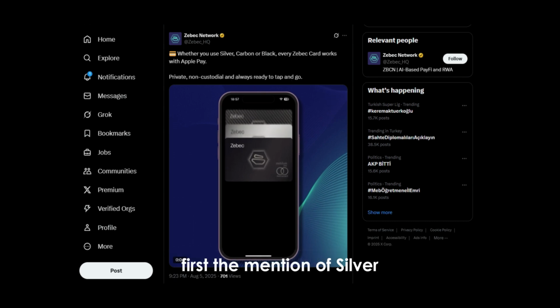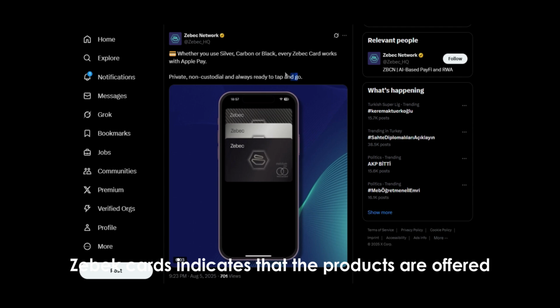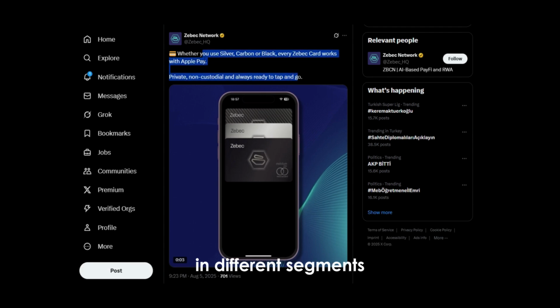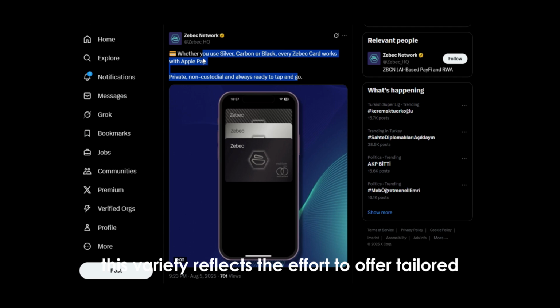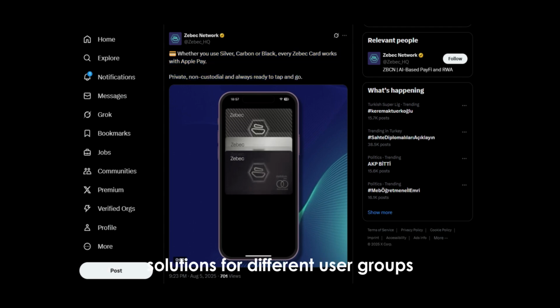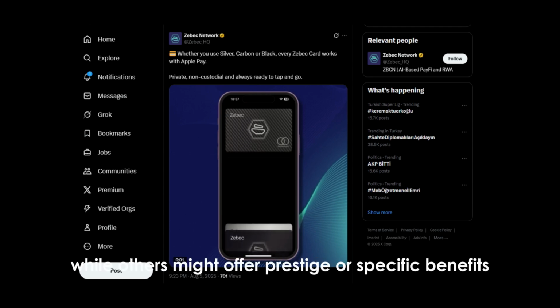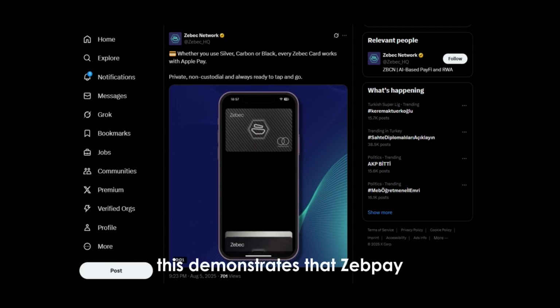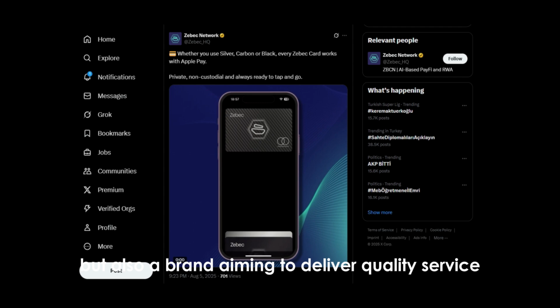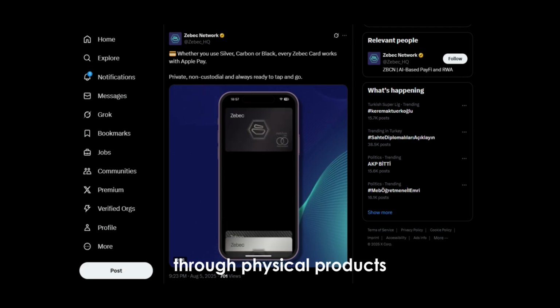First, the mention of silver, carbon, or black Zebec cards indicates that the products are offered in different segments. This variety reflects the effort to offer tailored solutions for different user groups. Some cards may be ideal for daily spending, while others might offer prestige or specific benefits. This demonstrates that Zebec is not only a provider of crypto wallets or payment infrastructure, but also a brand aiming to deliver quality service through physical products.